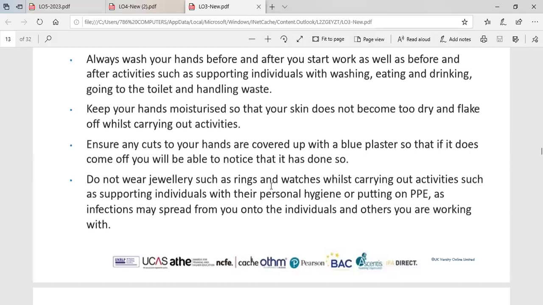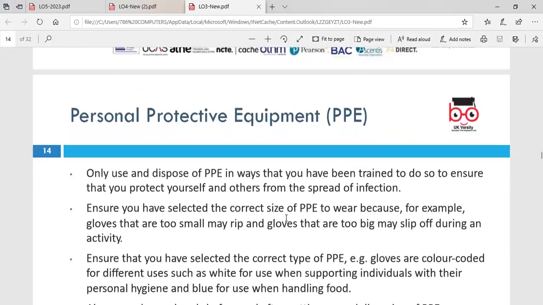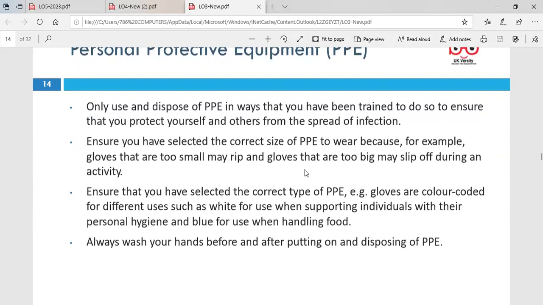Do not wear rings or watches while you're carrying out activities, because these will not be hygienic and they would spread infections also. Personal protective equipment: only use and dispose of them once you've been trained to do so. There's a proper training to do that. And in order to limit the spread of infection, ensure that you have selected the correct size of PPEs. Gloves that are too small may rip, and gloves that are too big may slip off. So you're not performing your activity, and those PPEs are hindering your activities.